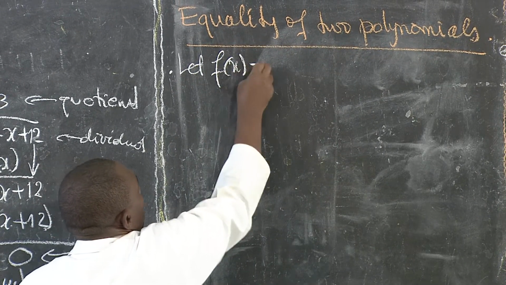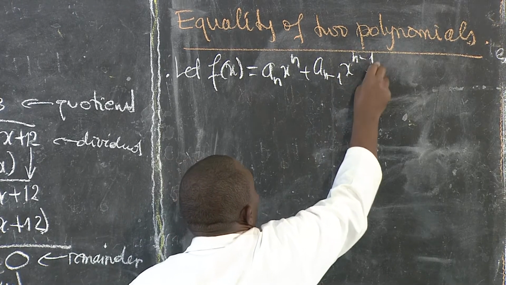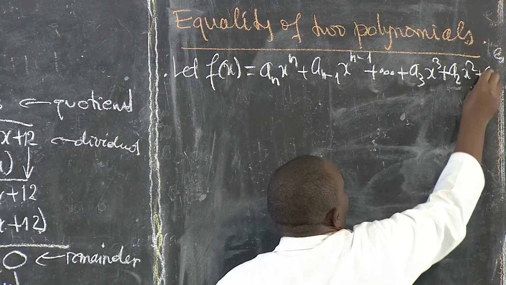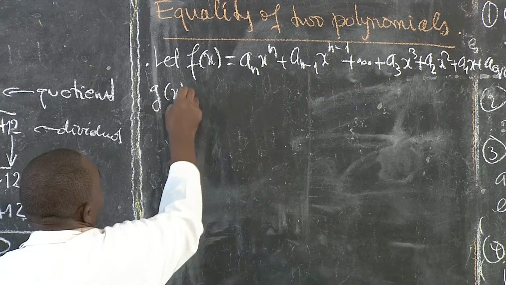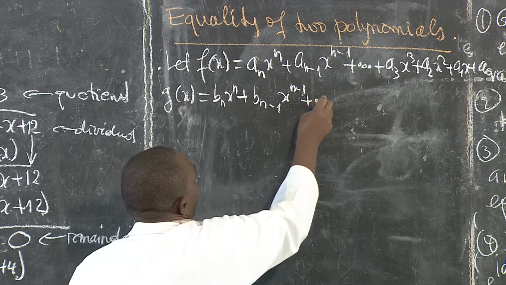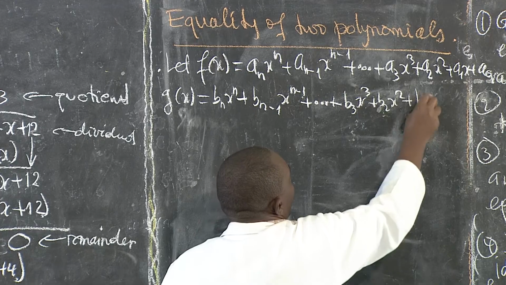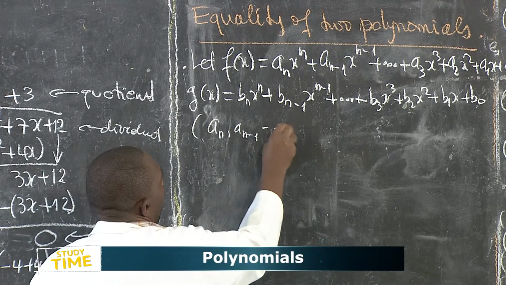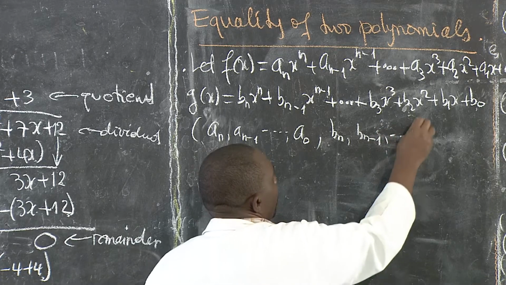Let us have f of x to be a_n x power n plus a_(n-1) x power n minus 1, up to a3 x cubed plus a2 x squared plus a1 x plus a naught, and g of x equals b_n x power n plus b_(n-1) x power n minus 1, plus b3 x cubed plus b2 x squared plus b1 x plus b naught, where a_(n-1) up to a naught, b_(n-1) up to b naught.